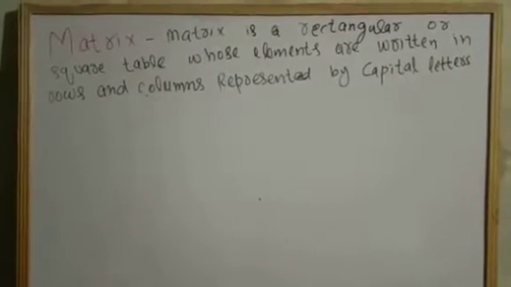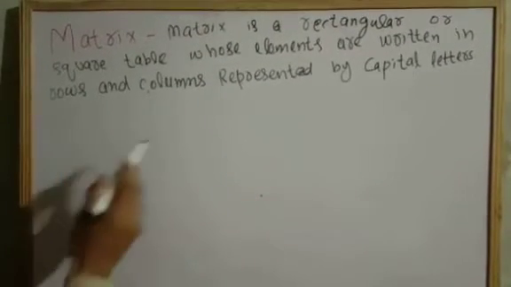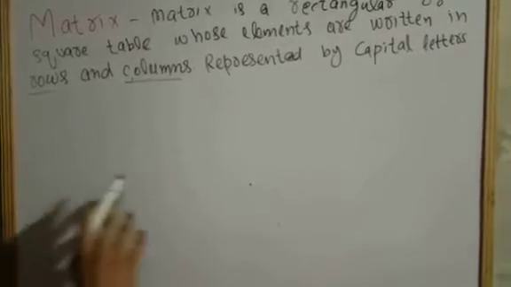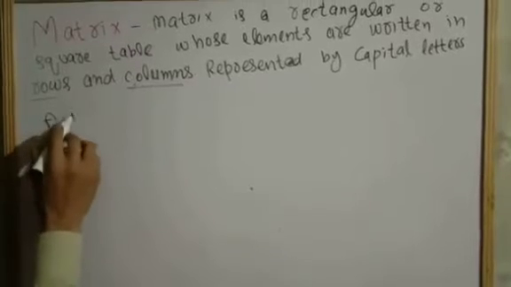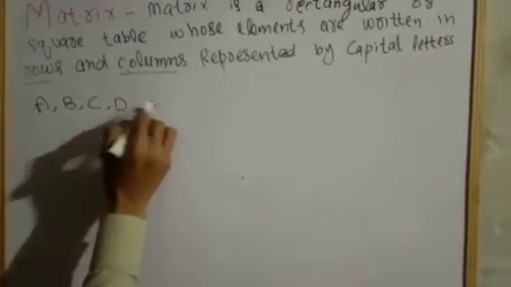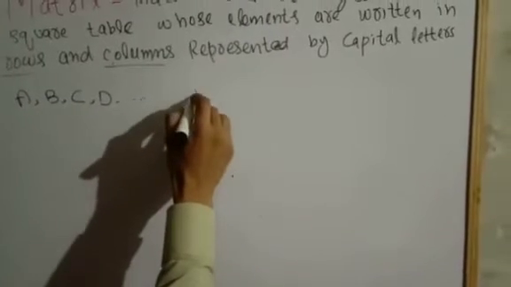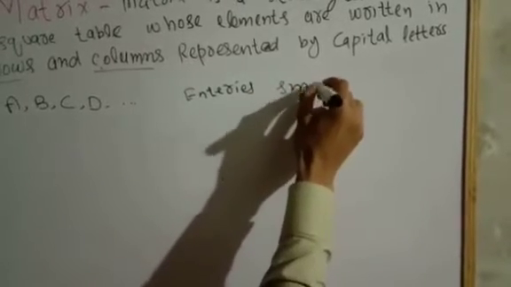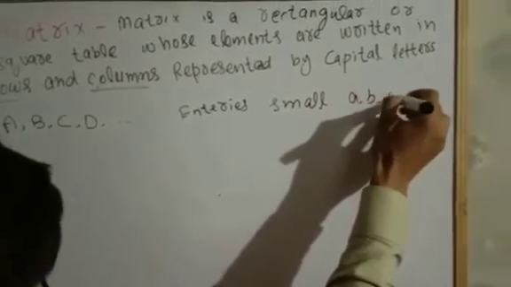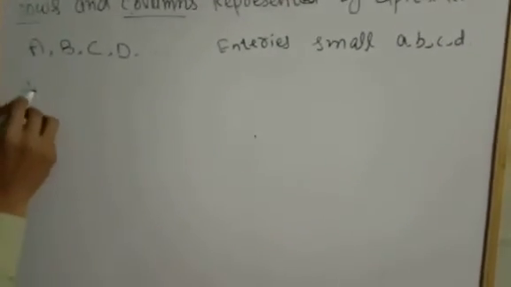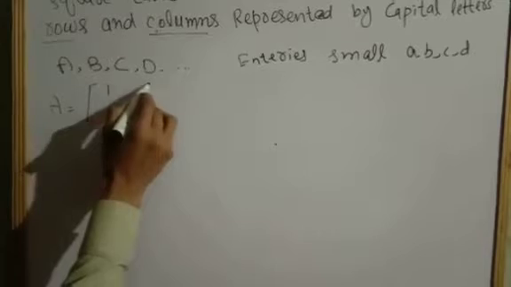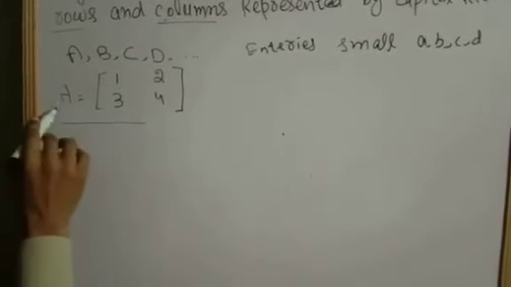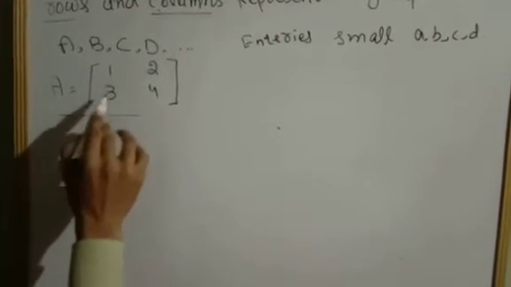Matrix is the rectangular or square table whose elements are written in the rows and columns, and the matrices are represented by capital letters like A, B, C, D and so on, while the entries in the matrices are represented by small letters a, b, c and d. For example, A is equal to 1, 2, 3, 4. So this is the matrix A whose entries are 1, 2, 3 and 4.